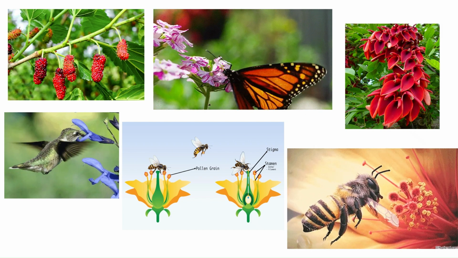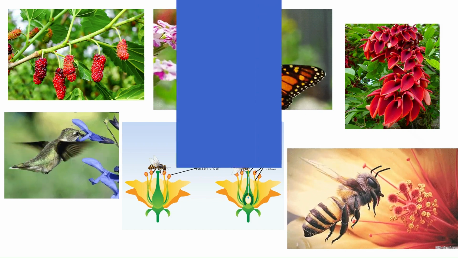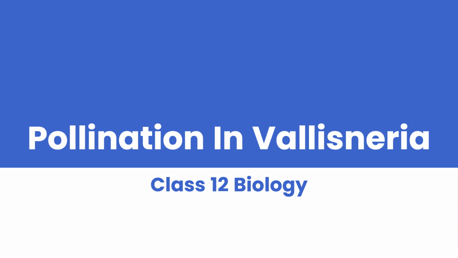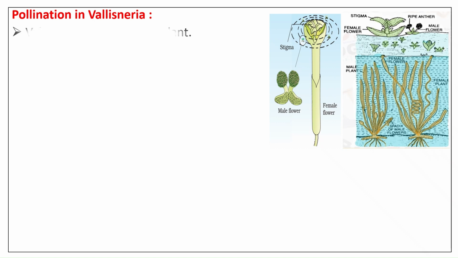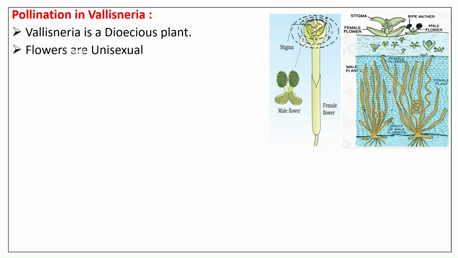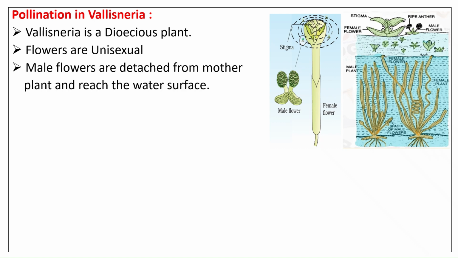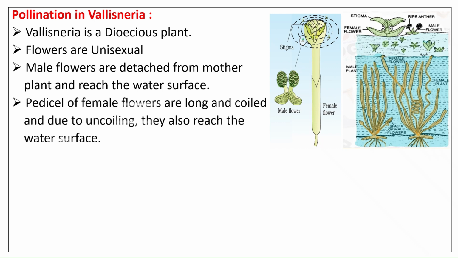Today, we start with pollination in Vallisneria. Vallisneria is a dioecious plant. Flowers are unisexual. Male flowers are detached from the mother plant and reach the water surface. Pedicels of female flowers are long and coiled, and due to uncoiling, they also reach the water surface.